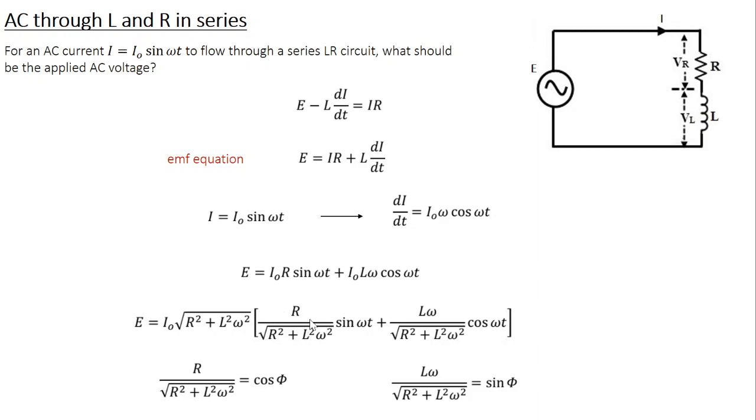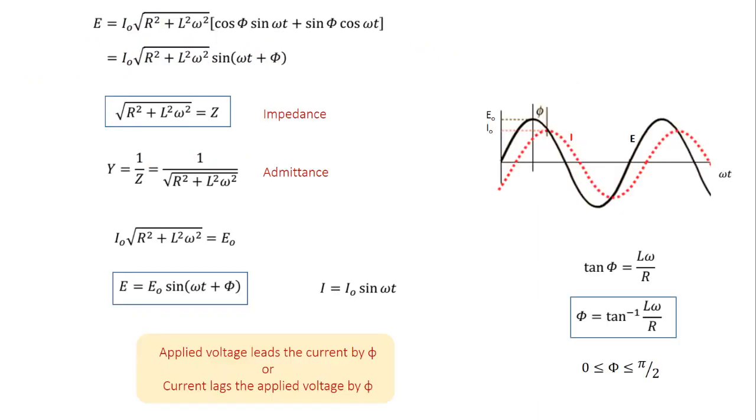In the first term, define R divided by square root of R square plus L square omega square as cos phi, where phi is some phase angle. And in the second term, call this term L omega divided by square root of R square plus L square omega square as sine phi. Now this equation gets simplified as E equal to I naught into square root of R square plus L square omega square times cos phi sine omega t plus sine phi cos omega t. Now the term inside this bracket is sine omega t plus phi.